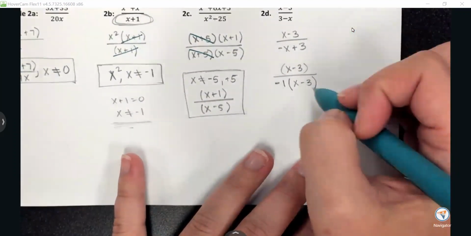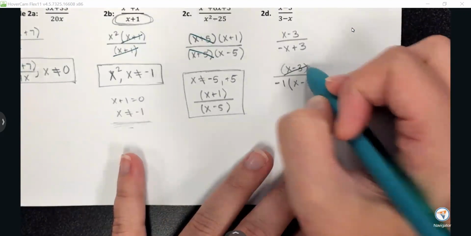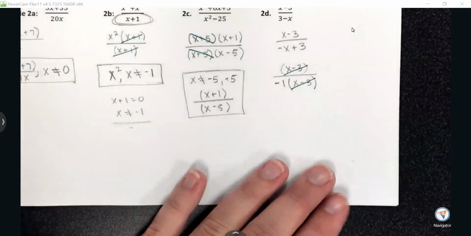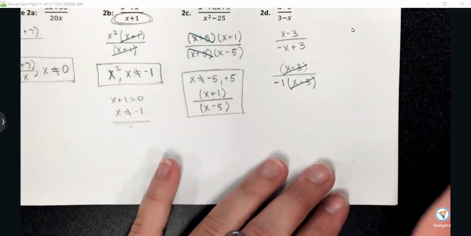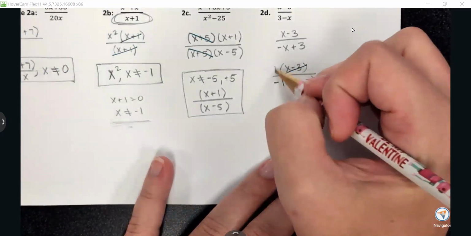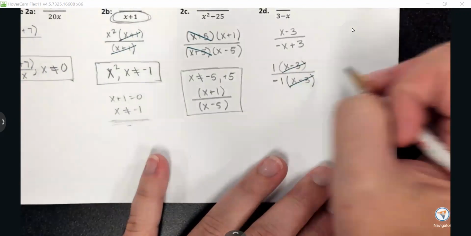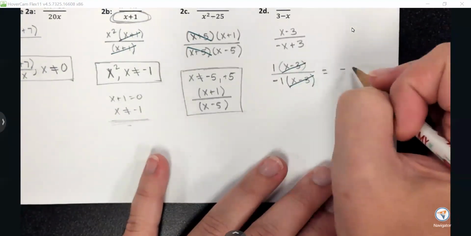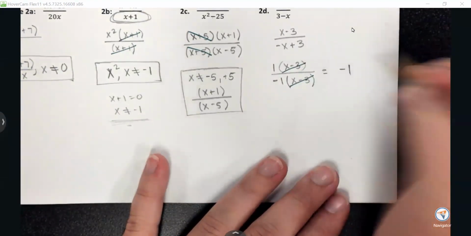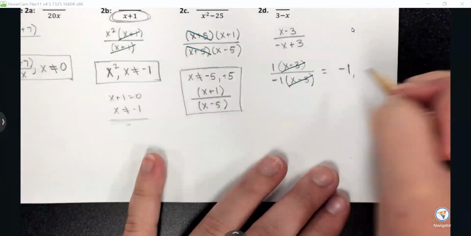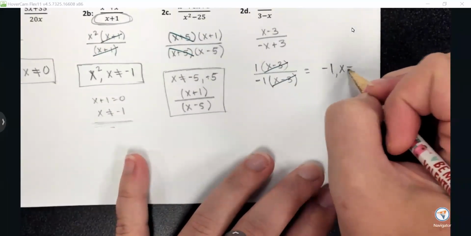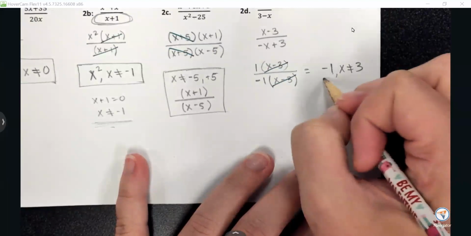And then what do I notice can happen to x minus 3's? They cancel. Be careful. What is still left in the numerator? A +1 is in the numerator. So 1 divided by -1 is just a -1. But what can x not equal? X cannot equal 3.